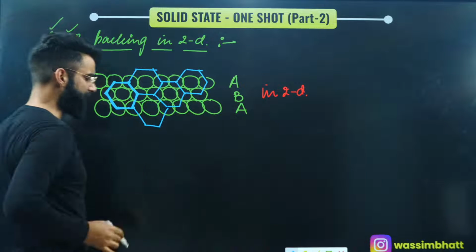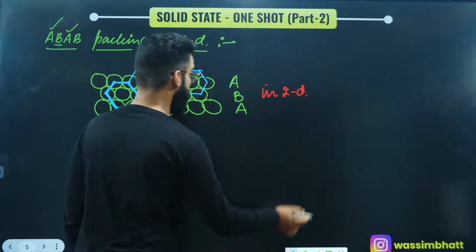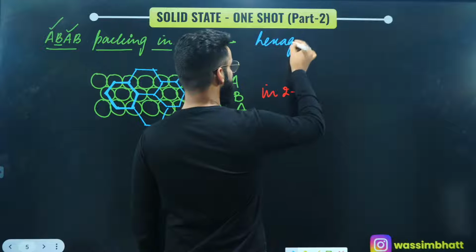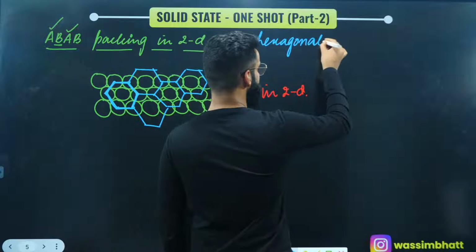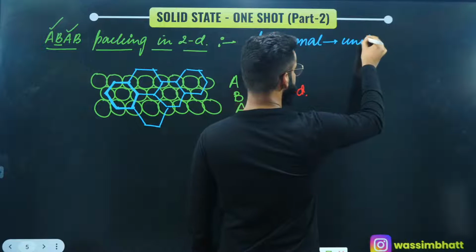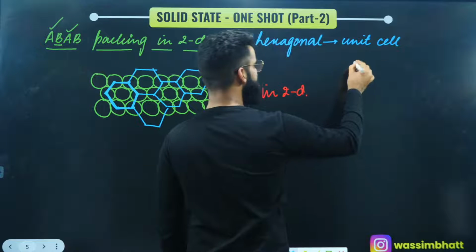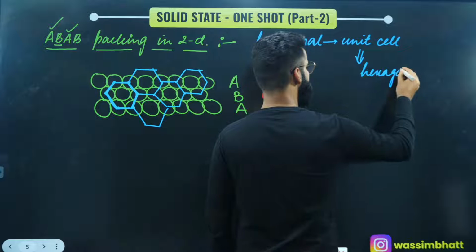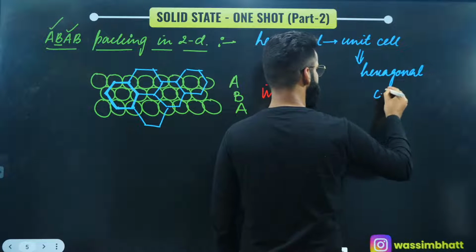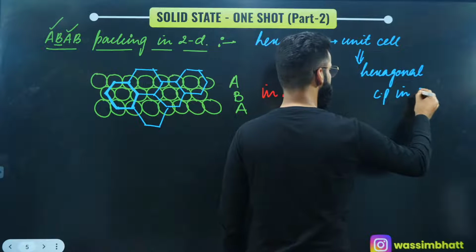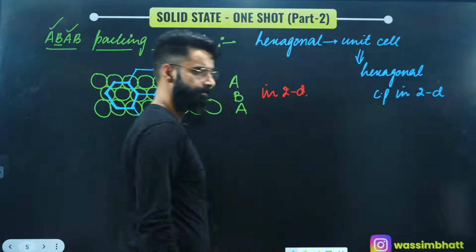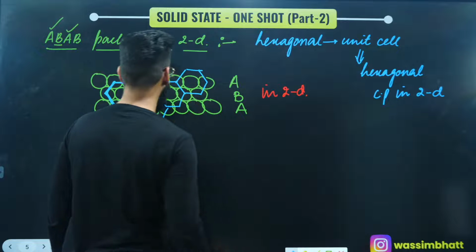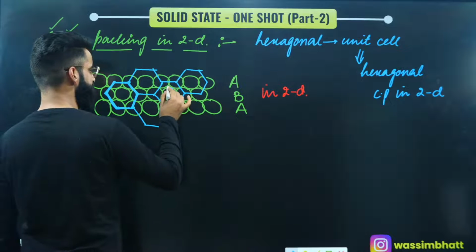So over here, the unit cell is of what shape? The unit cell over here is hexagonal in shape. It is the hexagonal unit cell which I get over here. That's why this kind of packing is called hexagonal close packing in 2D. Now people, if I select any of the particles over here, for example, I'm selecting this particle.